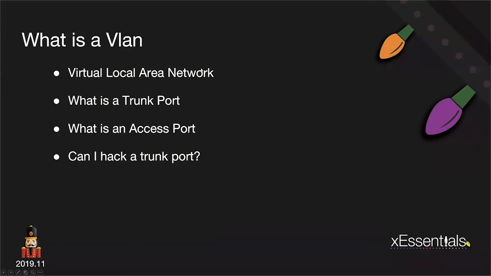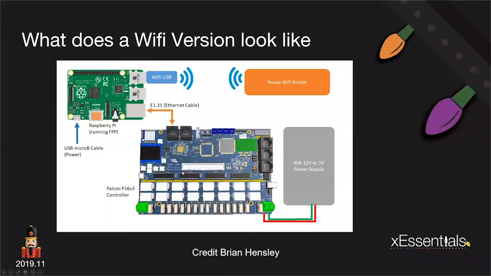So VLANs are able to separate traffic. It's done virtually. A trunk port carries them all together. An access port is the end device, and you can hack it.